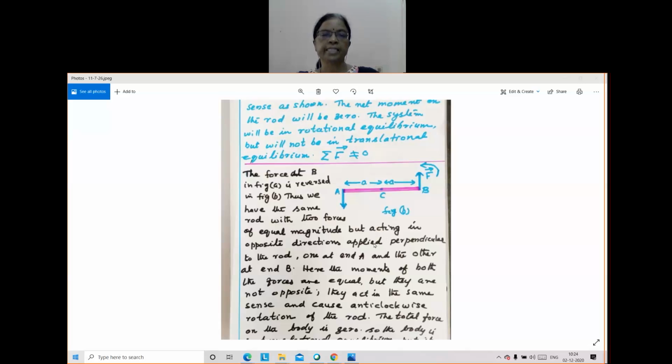It is in translational equilibrium. Even though it is not in rotational equilibrium, it is in translational equilibrium. So the system is having partial equilibrium. Okay, so let us see the next.